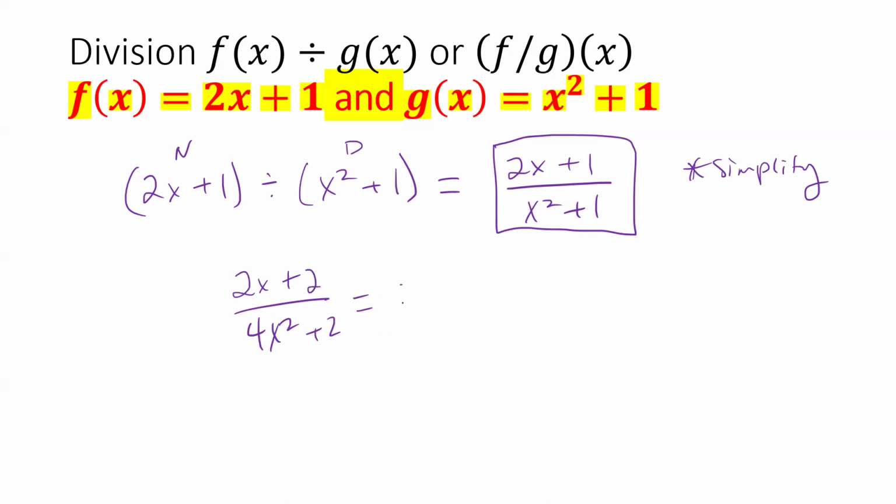So I can factor out 2 in the numerator, and that leaves me with x plus 1. I can factor out 2 in the denominator, and that would leave me with 2x squared plus 1. So now the 2's would cancel out. You can only eliminate factors. Yes. So then the simplified form would be x plus 1 over 2x squared plus 1.